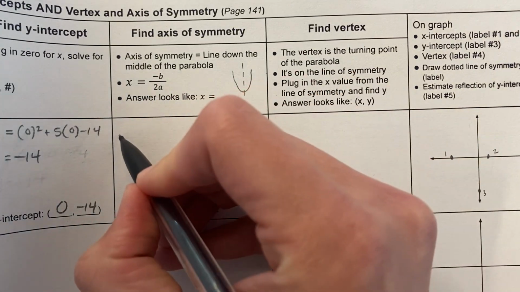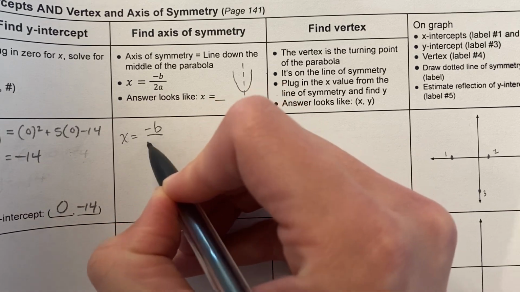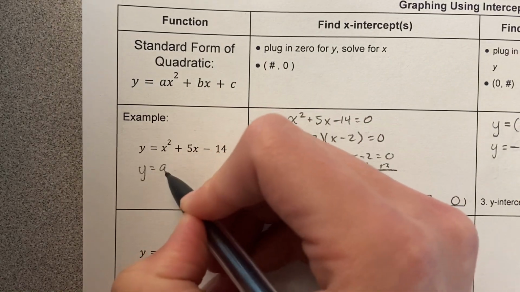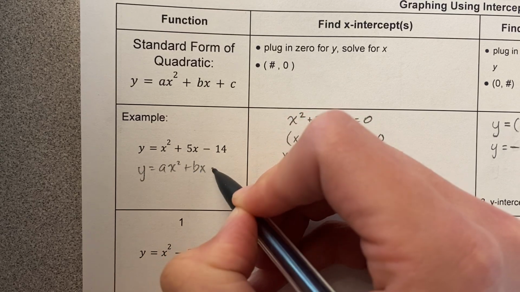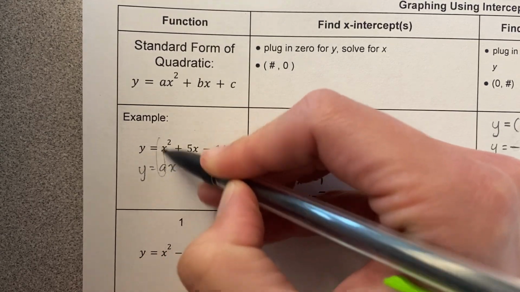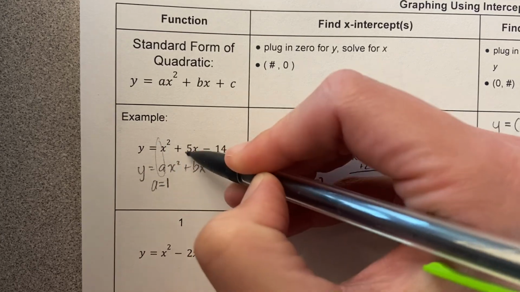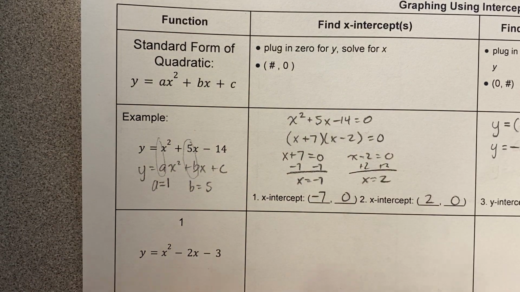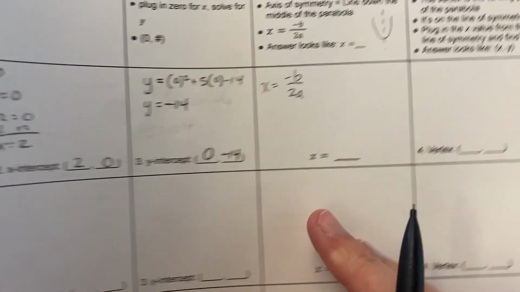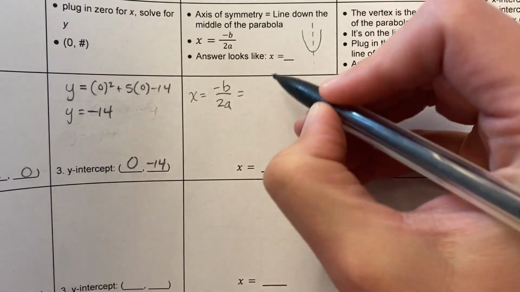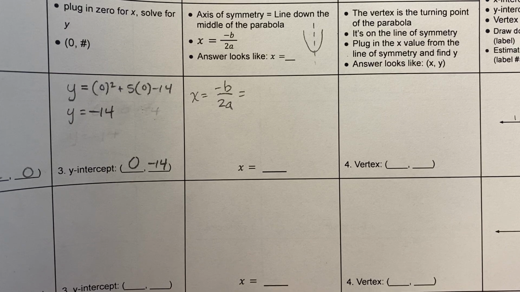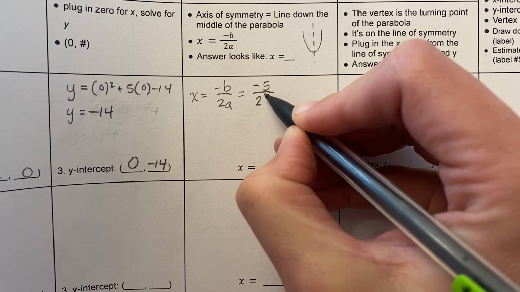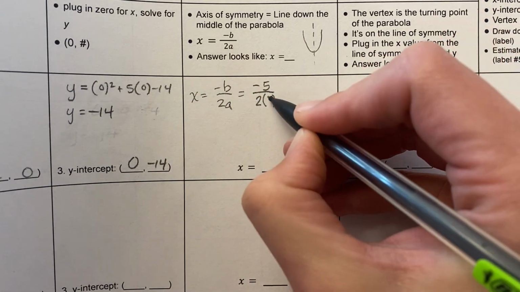And here's my formula, -b over 2a. Okay, let's look at my equation. My equation is y equals a times x squared plus b times x plus c. So here, my a equals 1. And what does my b equal? Oh, my b equals 5. All right, so let's go ahead and plug in -b. My b is 5, so I'm going to write negative 5 over 2, and my a is 1, right?